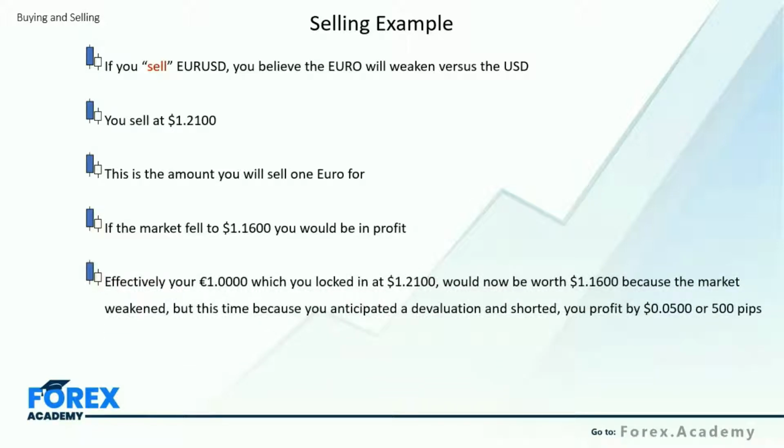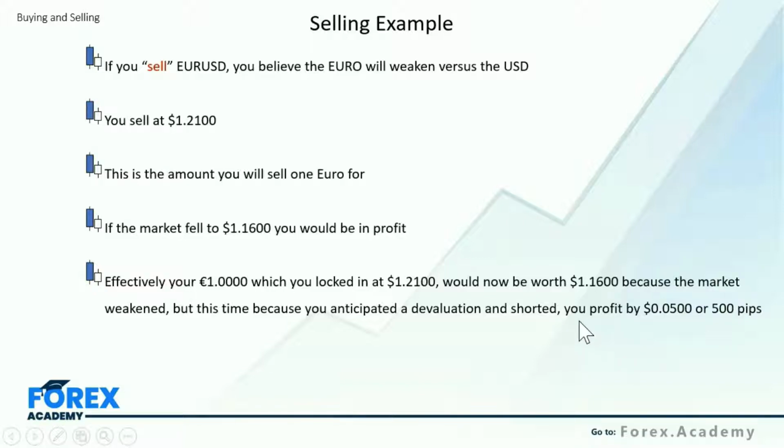So effectively, on this occasion, your €1, which you booked in or locked in at the $1.21 level, would now be worth less than the price you booked in that market. The reason for that is because the market weakened. So the euro dollar moved to the downside. But this time, because you anticipated a devaluation and you clicked the sell button instead of the buy button, because you were expecting prices to push lower, you've shorted that particular market, you can then benefit from that lower price move.